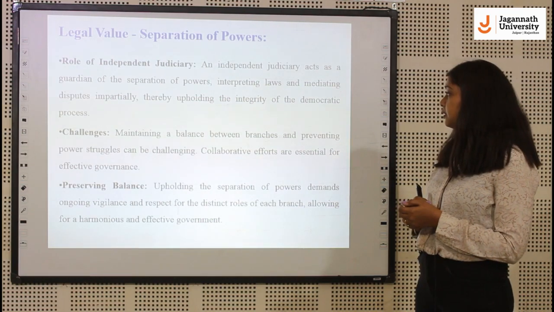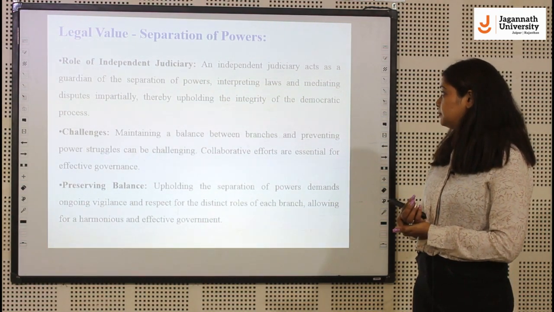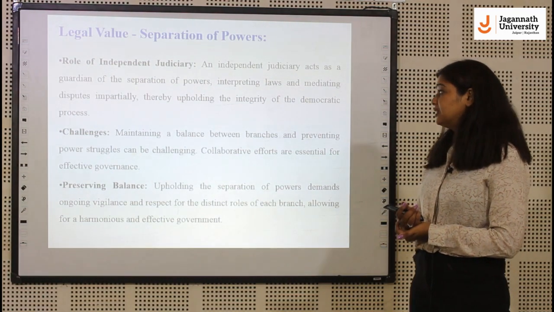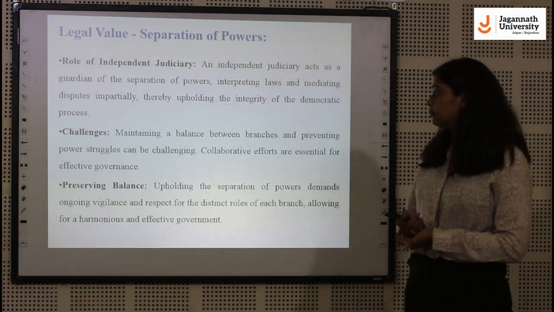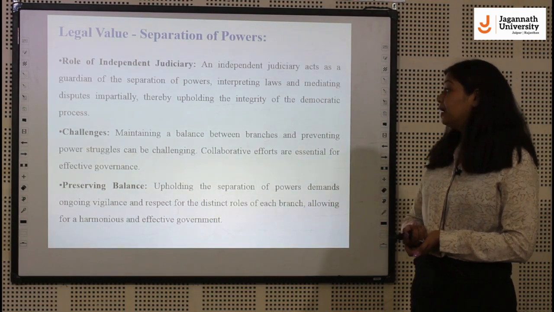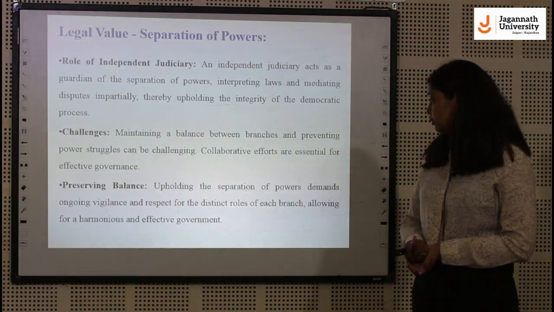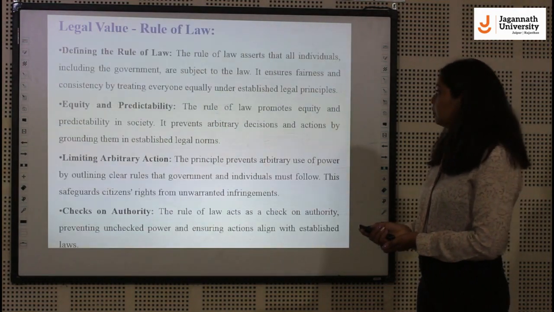Of course, we face challenges while balancing the legal value of separation of powers. Power struggles can be challenging. Collaborative efforts are essential for effective governance, of course, and for preserving balance. To uphold the separation of powers demands ongoing vigilance and respect for the distinct role of each branch, allowing for a harmonious and effective government.